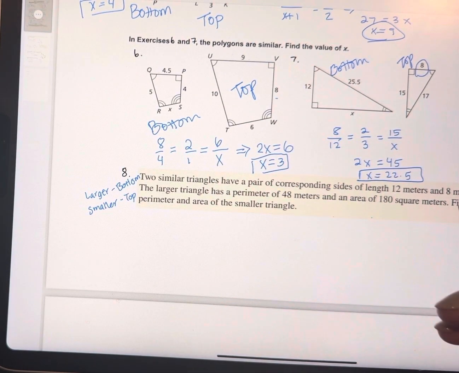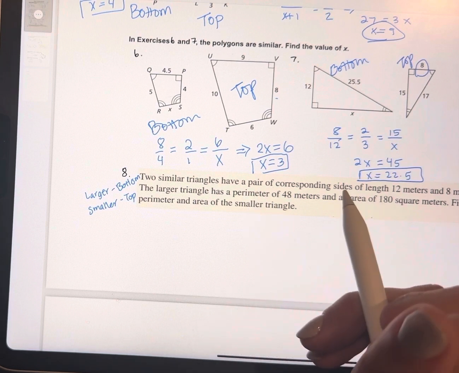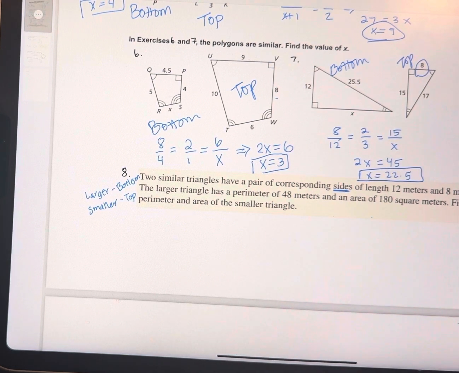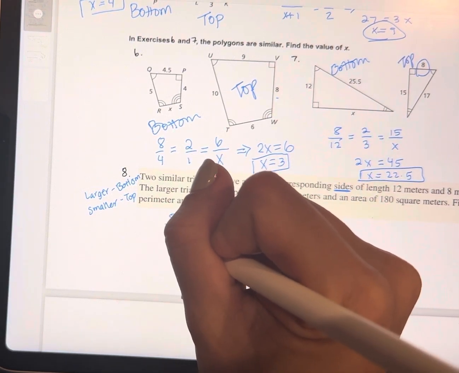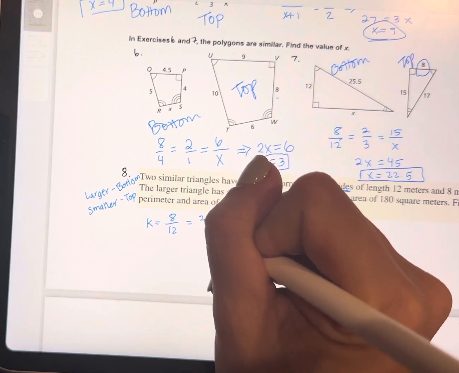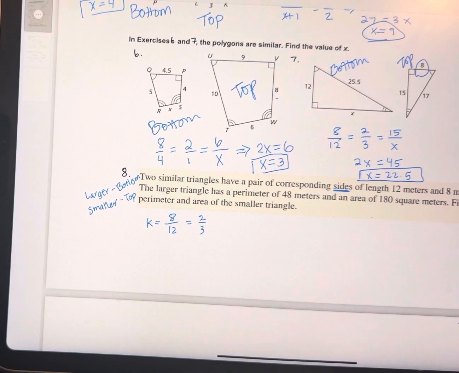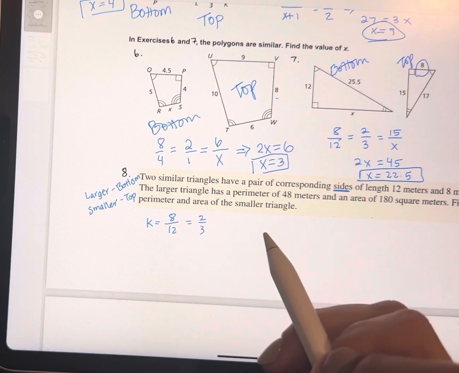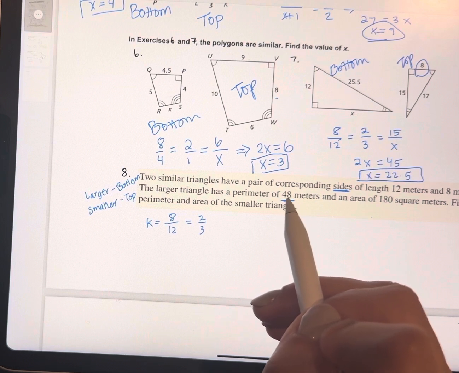So when they give us the sides or the perimeters, that's going to help us find scale factors. So 8 over 12 is going to give us k. That's the same as 2/3. Okay, now, the larger triangle has a perimeter of 48.